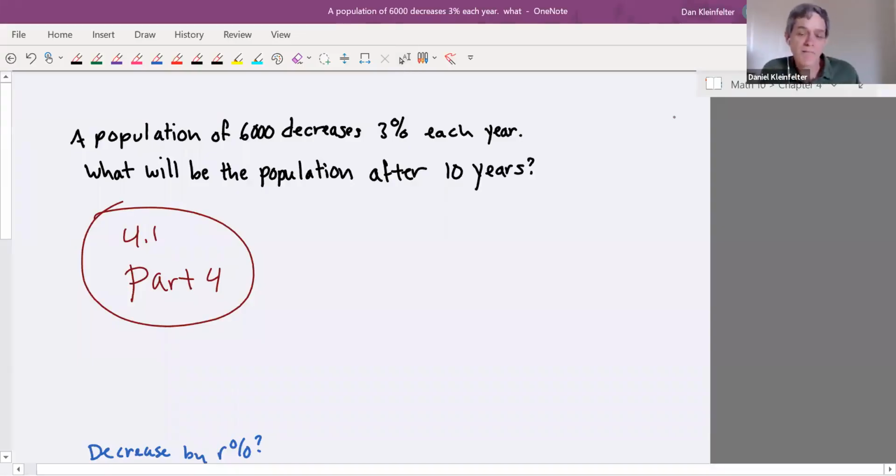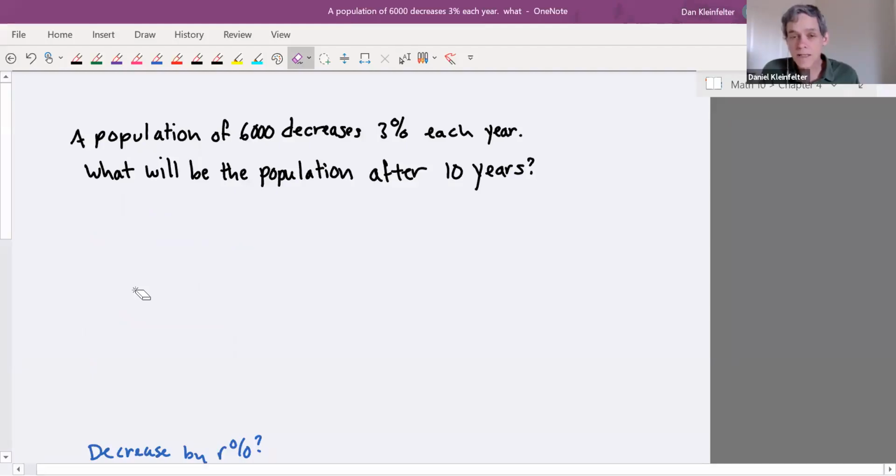Welcome back, everybody. In this video, we're continuing to look at section 4.1 with more examples. In this example, we're going to be looking at a situation where we have a percentage decrease per year instead of a percentage increase. So we developed the compound interest formula with the idea that a certain amount of money could increase by calculating interest on top of interest. In this example, we're going to see a percentage decrease.